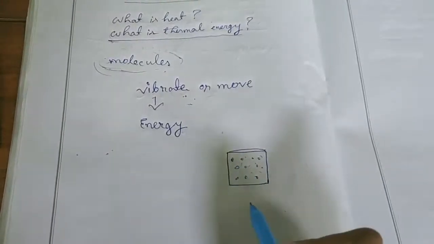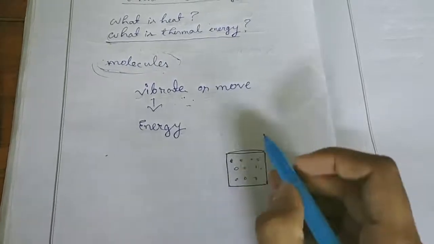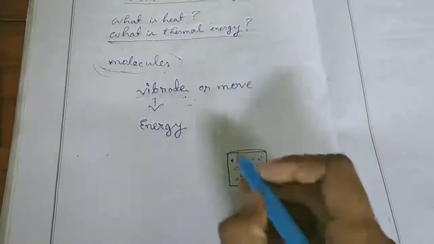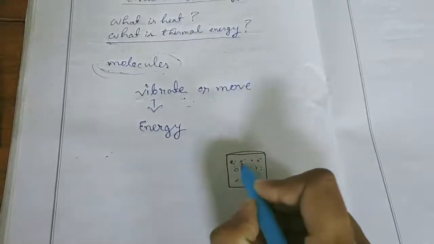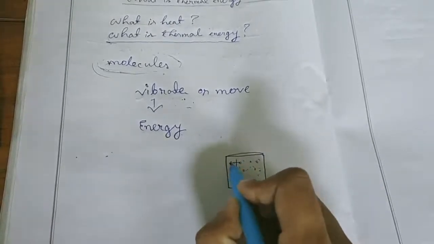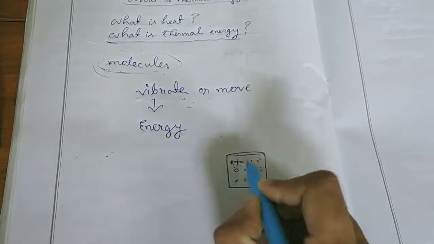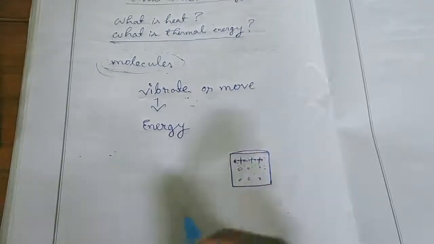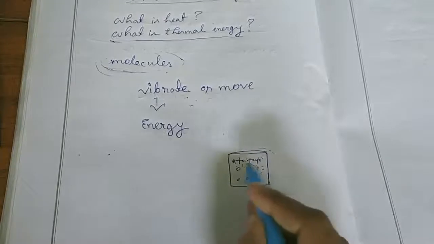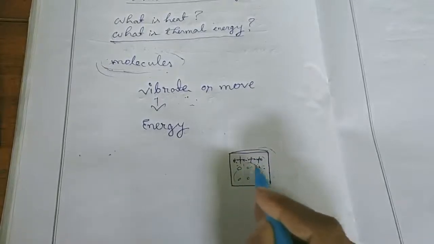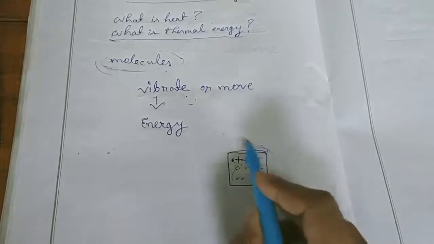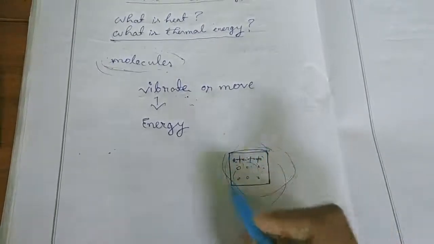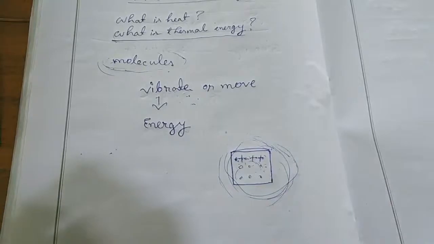They are vibrating. Now if we add all the energy of these candies, energy of this candy plus energy of this candy plus energy of this, like that, if we add all the energies of these candies, then we will get the thermal energy of this jar of candies.